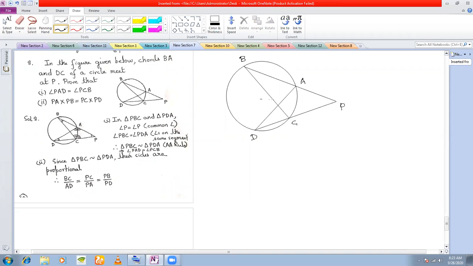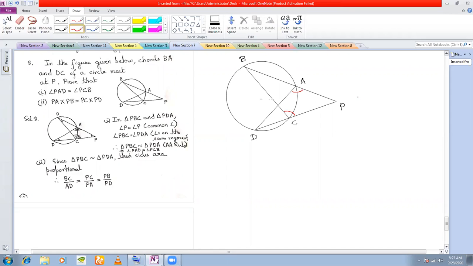Okay. Now look at the question. The question states: prove that angle PAD is equal to angle PCB. So which two angles are you required to prove equal here? Angle PAD, this angle, is equal to angle PCB, this angle. These two angles you need to prove equal, right? So the question is, how do I prove these two to be equal?